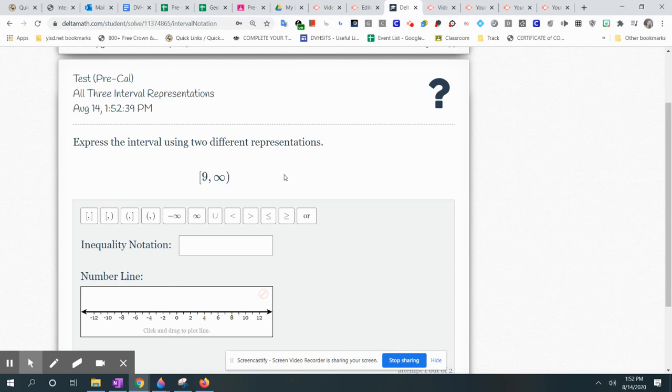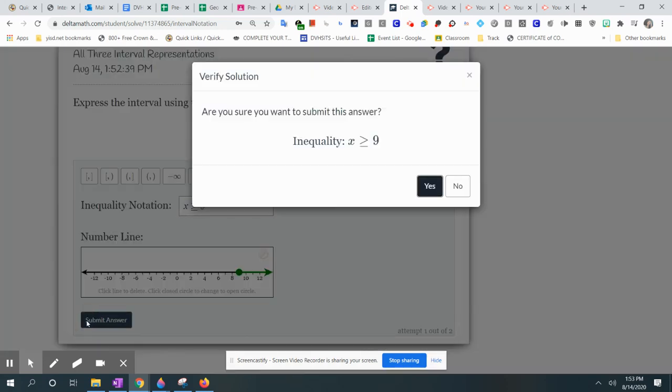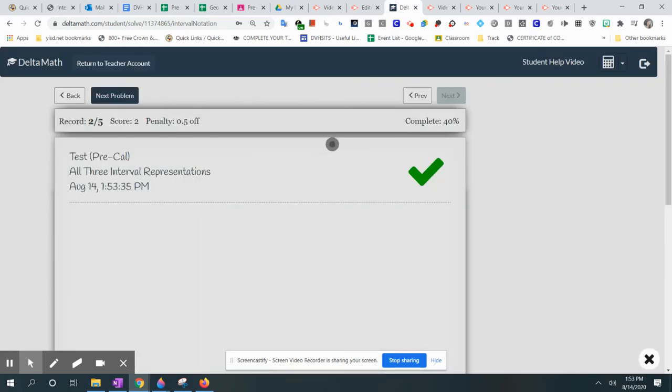First I want to draw it on my graph because I think that's easier. So remember, you click on 9 and you drag it. I drag it all the way to the arrow, to show that it's going to go on forever. It should stay a closed circle because of the bracket here. So I'm not worried about that part, so that's good. Now I'm going to write it as an inequality. As an inequality, I'm going to write x has to be greater than or equal to 9, because this way is all the numbers that are bigger, all the numbers that are greater than or equal to 9. I go ahead and submit my answer. Are you sure I want to submit? Yes, I do. And I got this correct.